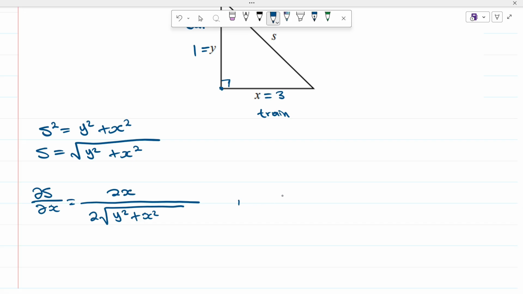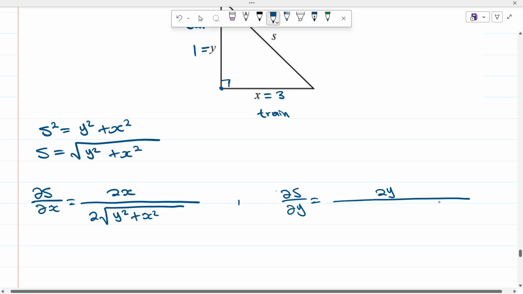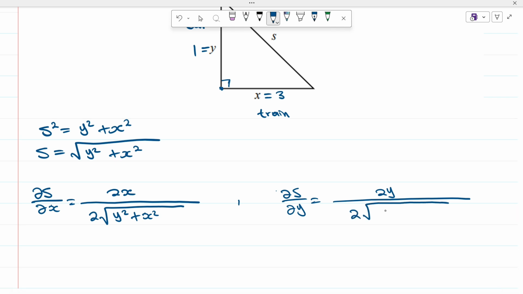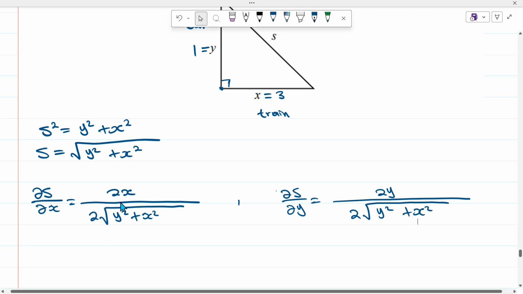And then we differentiate again partially with respect to y. When we differentiate s partially with respect to y, we're still going to get the same thing. So this time around it's going to be 2y divided by 2 root of y squared plus x squared. You can see that the 2 and 2 are going to cancel each other, so allow me to cancel them right away. So they are gone.